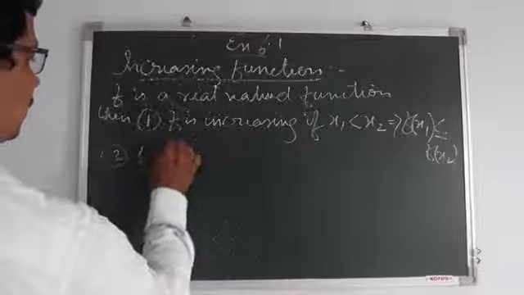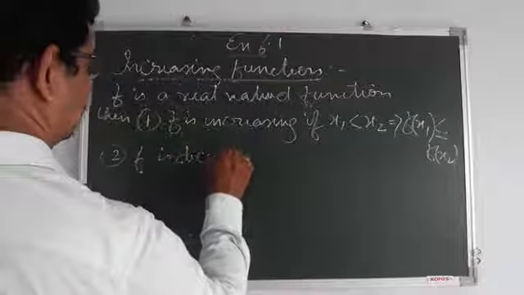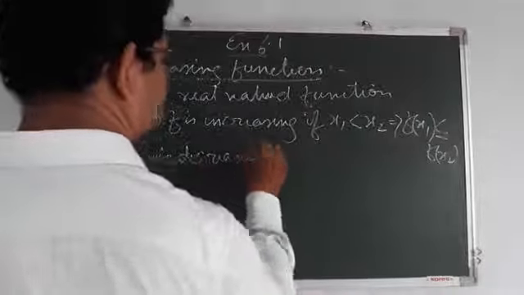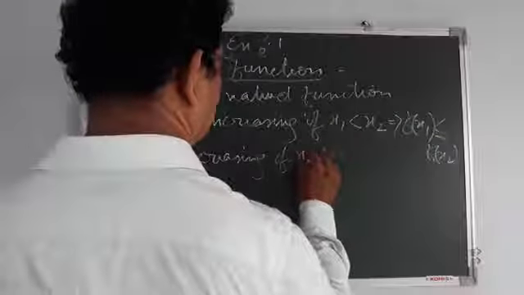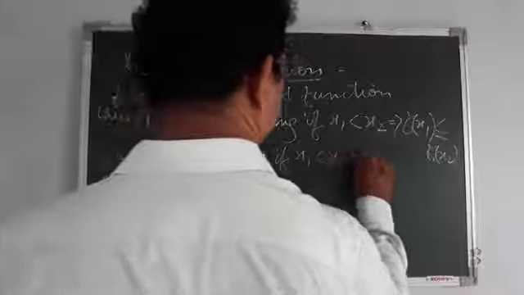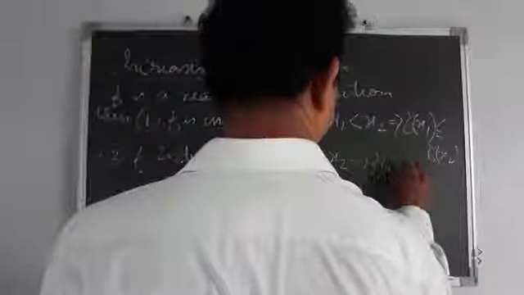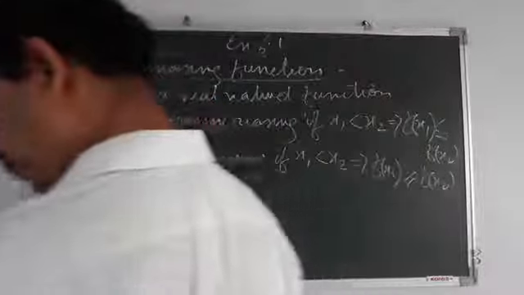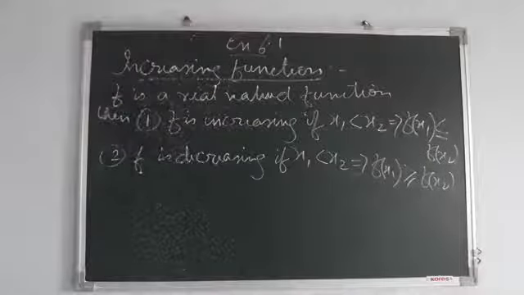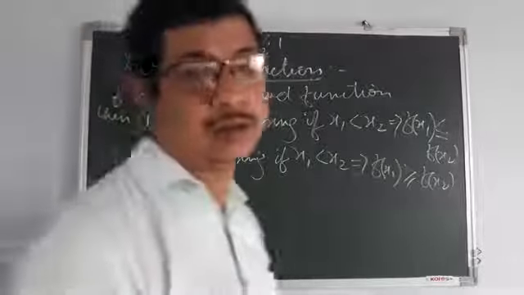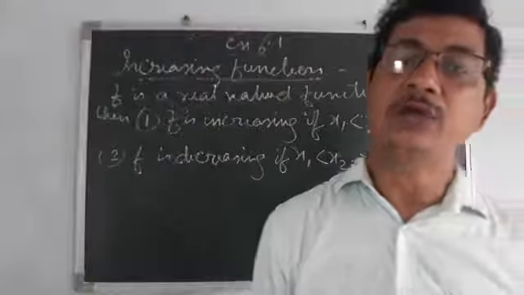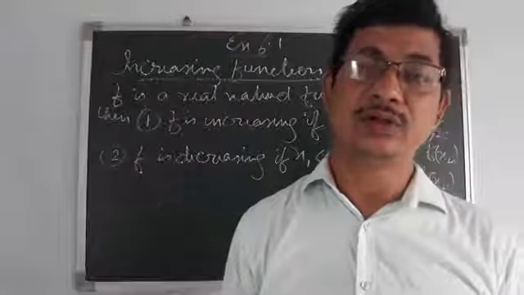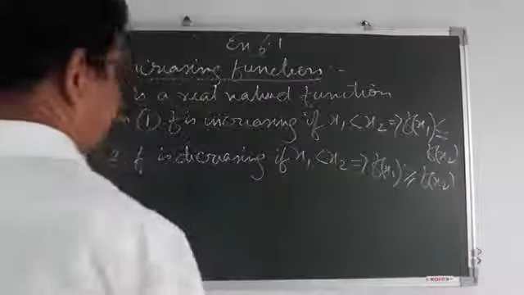f is decreasing if x1 less than x2 implies f(x1) greater than or equal to f(x2). So this is increasing and decreasing. I will show these things with graphs so it will be clear.